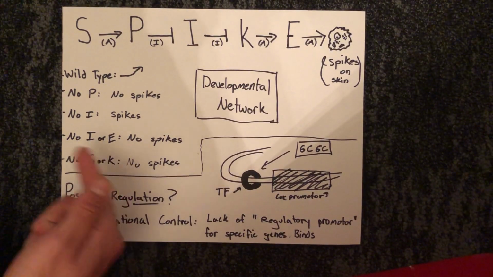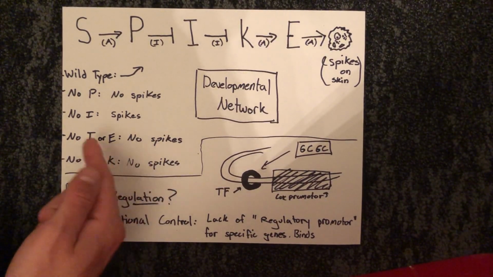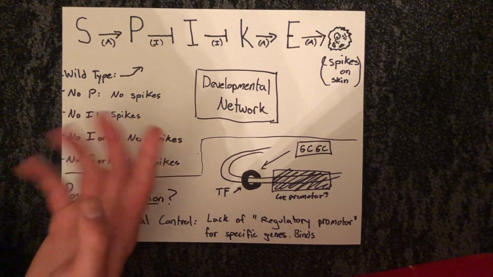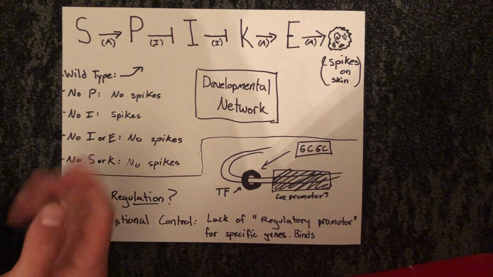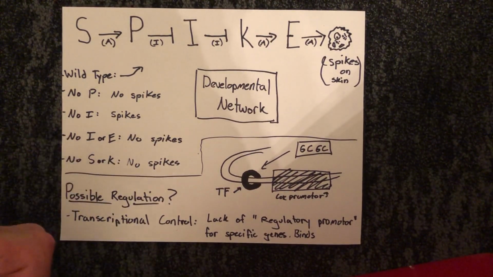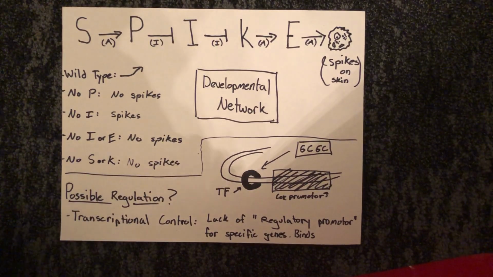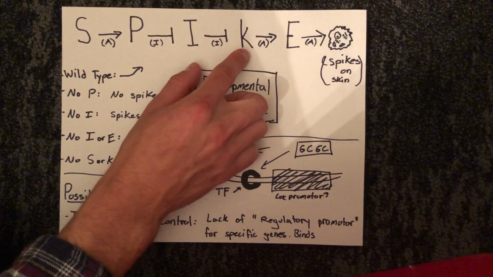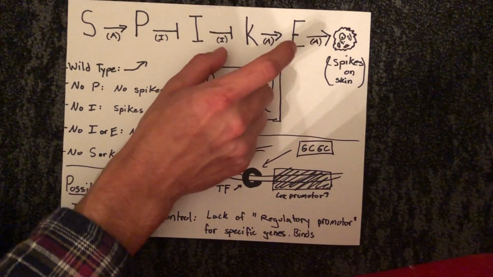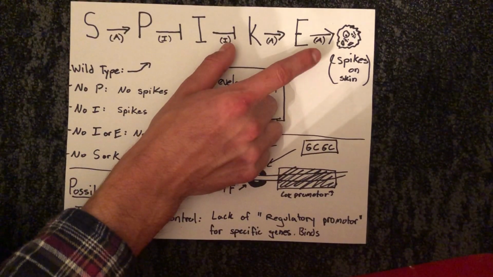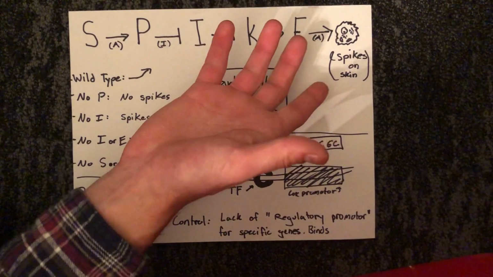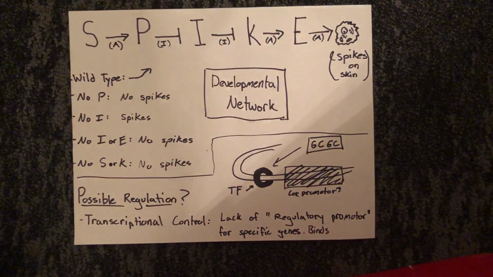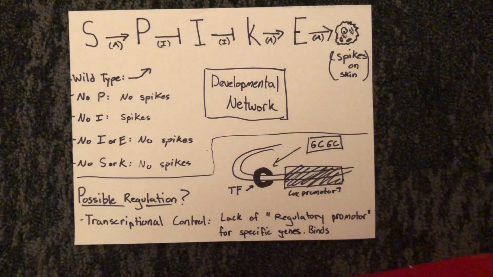If there's no E, we don't have to look further than E, because obviously we cannot produce spikes on the skin, so that's no spikes. And if there's no S or K, once again, we can go all the way down to the furthest spot and look. If there's no K, then it can't activate E, and if there's no E, then we can't have spikes on the skin. So that's how you follow a developmental network.